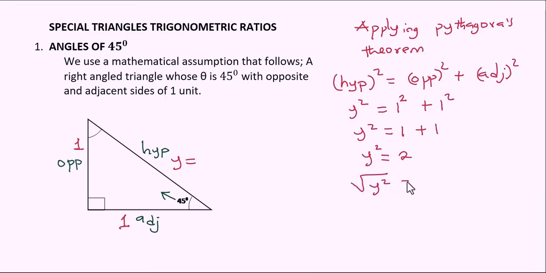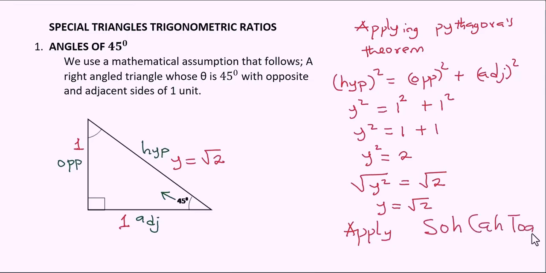So y squared under the square root gives y, and taking the square root of 2, we have a surd here. Now having said that, we are going to be left with what? y is equal to what? Just surd 2. So therefore we have surd 2 here. Okay, so let's apply SOHCAHTOA to this.